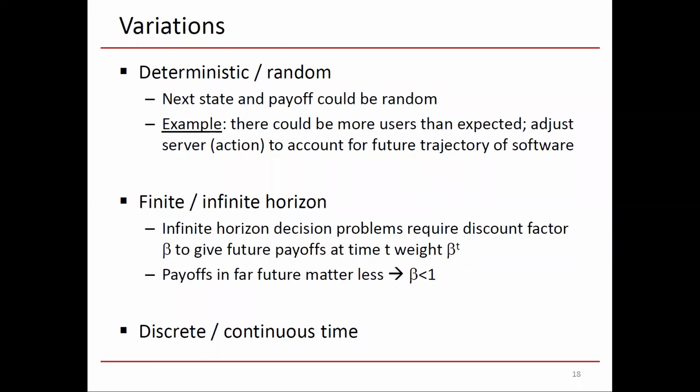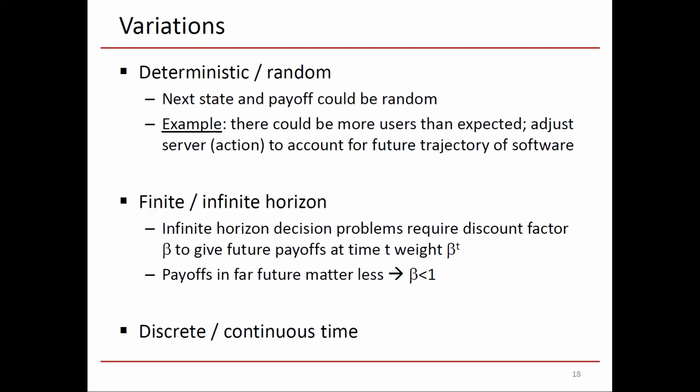I said earlier that there are different variations, for example, the infinite horizon case. In the infinite horizon case, the decision problems require a discount factor, beta, to give future payoffs at time t a lower weight, beta to the power of t, meaning that the more we go into the future, the more we discount that future payoff.